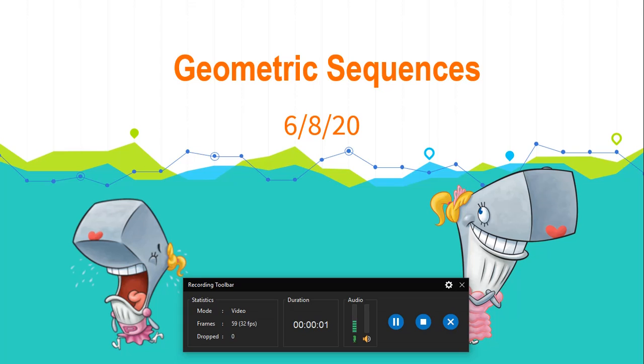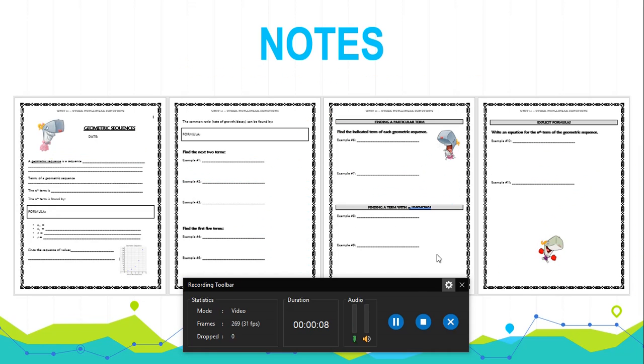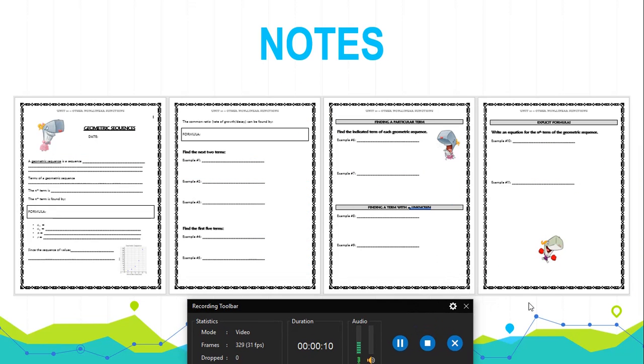Today our topic is going to be looking at geometric sequences, and you can use the date of June 8th. Your note packet should have 4 pages, and you will want a calculator as we go through this packet.